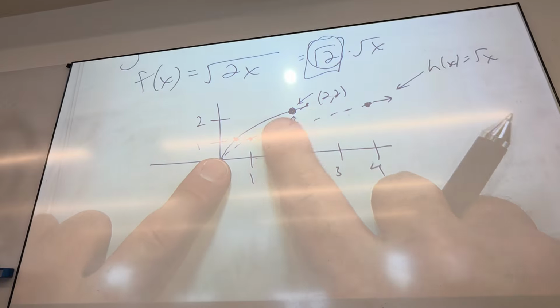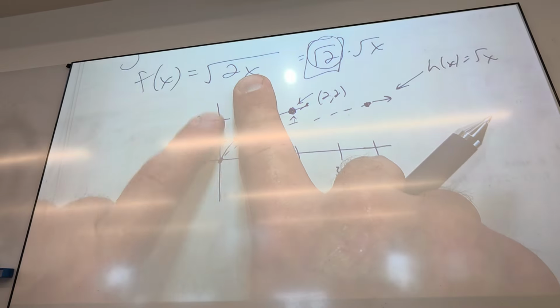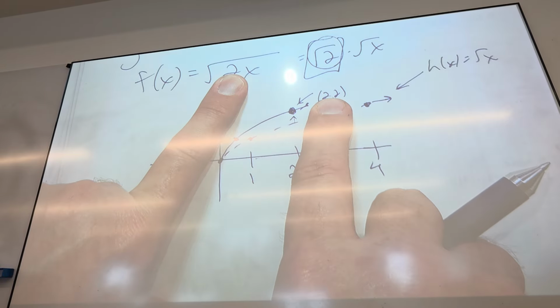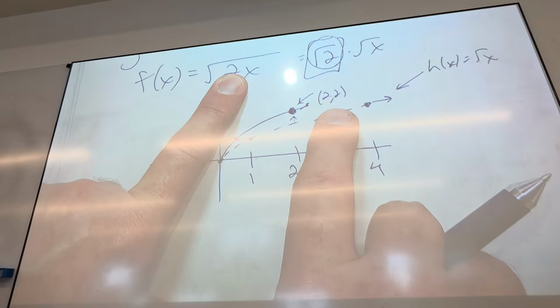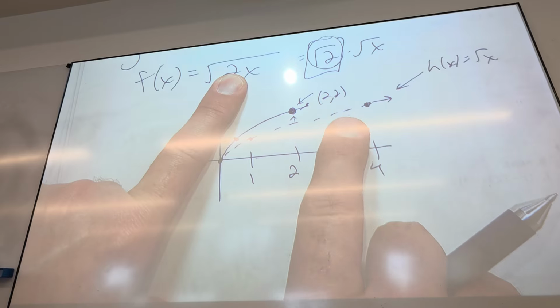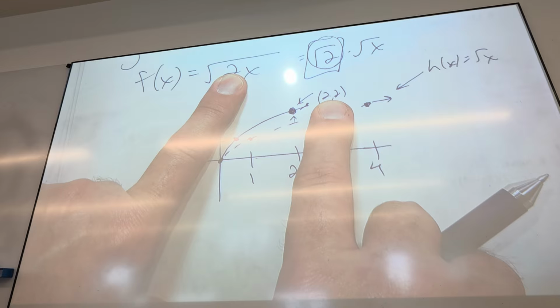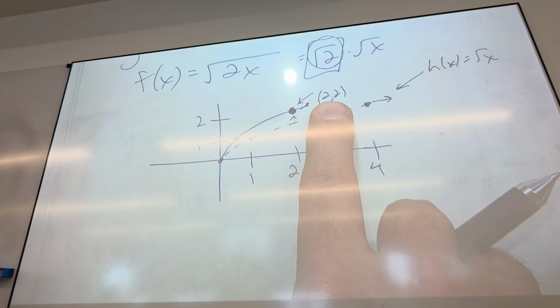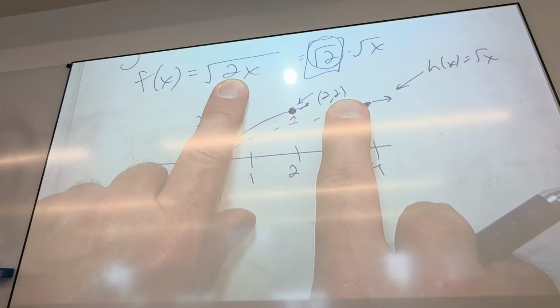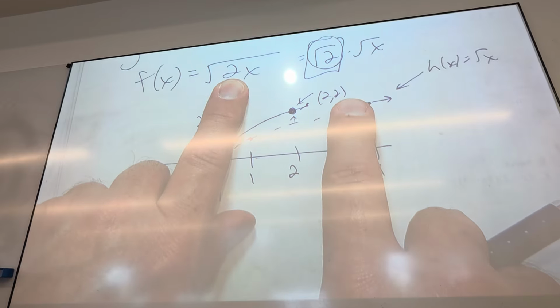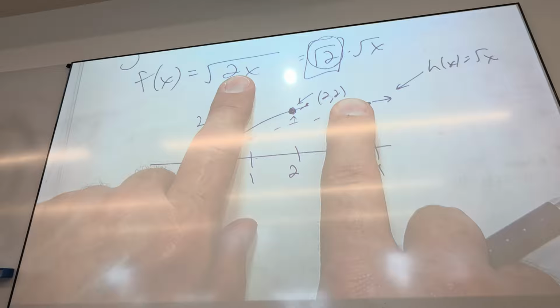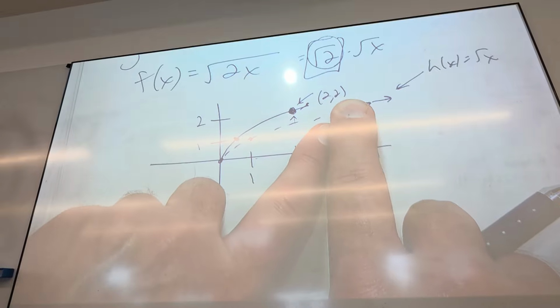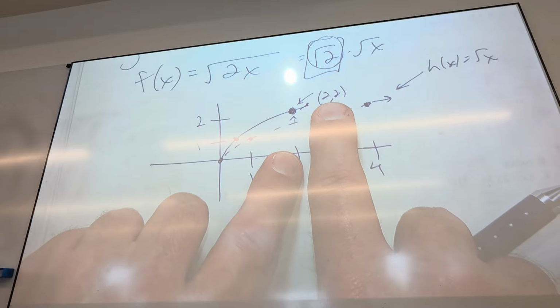But since this goes through the point 2, 2, what has to happen here? When I plug in a 2, what's the input for this point? 2. When I plug in a 2, I'm supposed to get a 2 out. And sure enough, what's the square root of 2 times 2? Square root of 4 is 2. So when I plug a 2 in, do I get a 2 out?